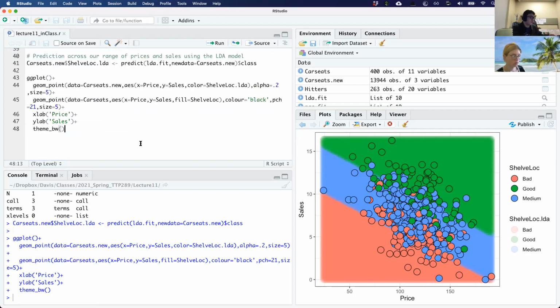Okay. Any questions about LDA before we move on? I have a quick question. Yep. Like, in the graph, is the shelves lock.LDA, is that the shading, or is that? Oh yeah. Oh, okay. Sorry.